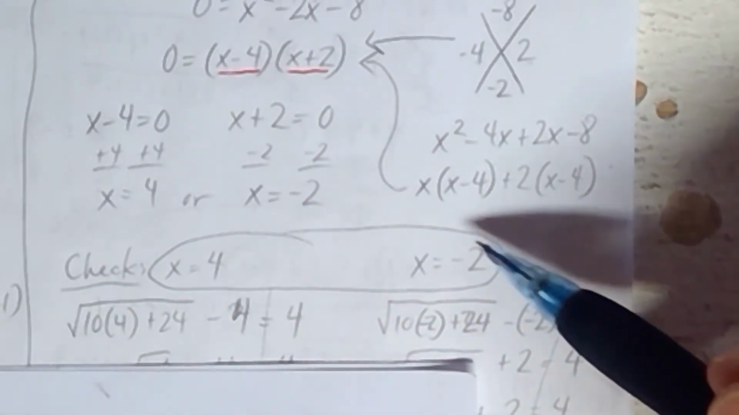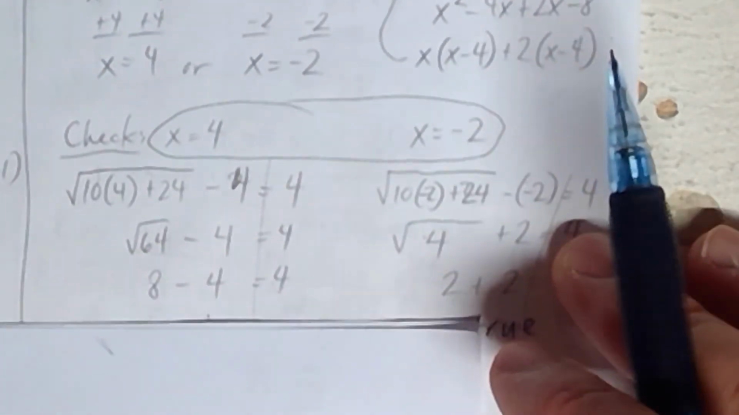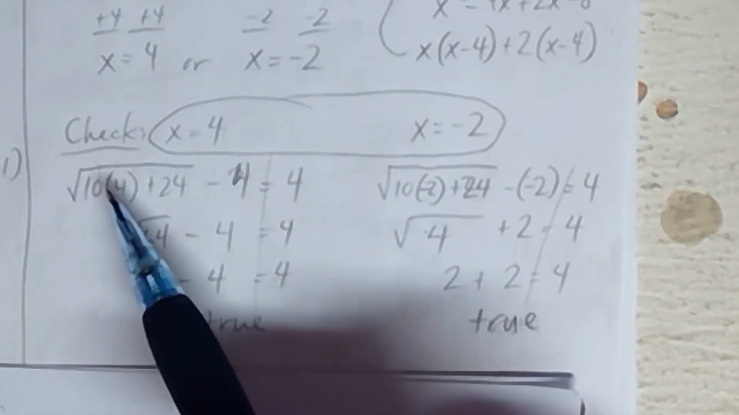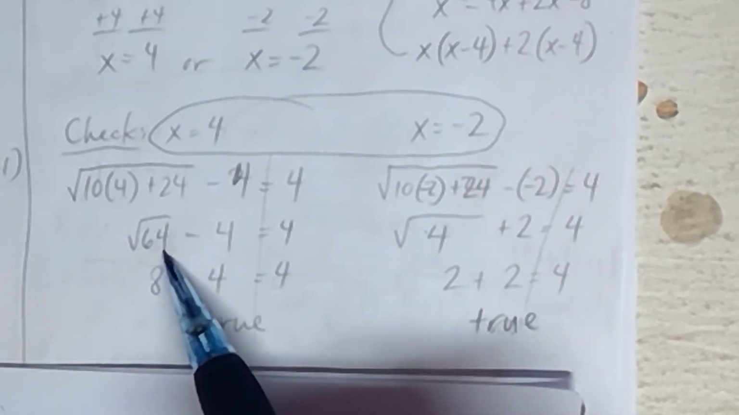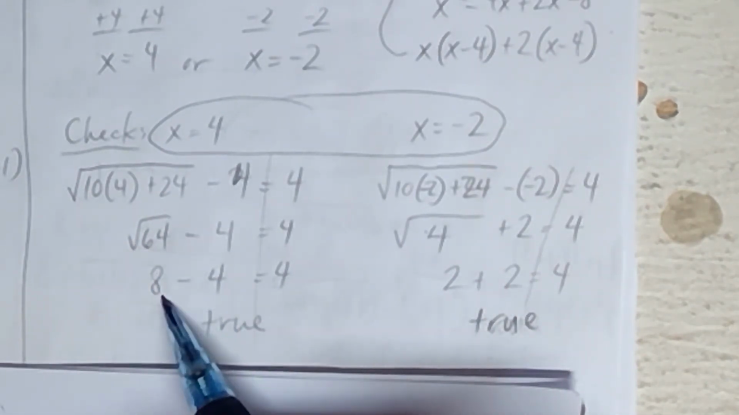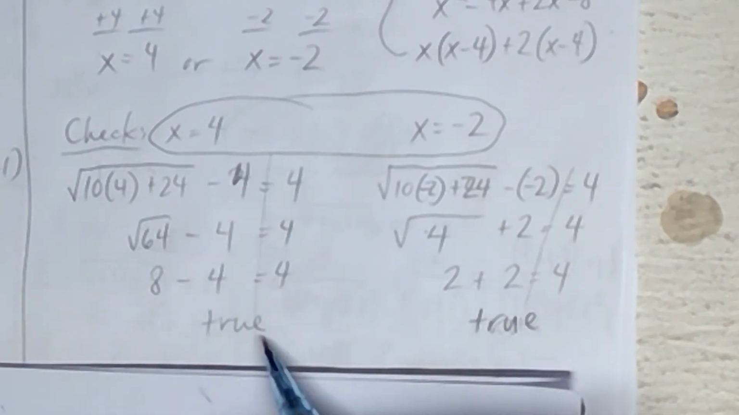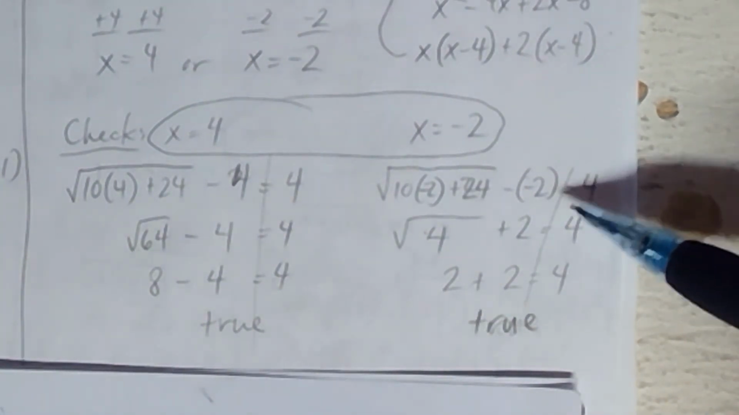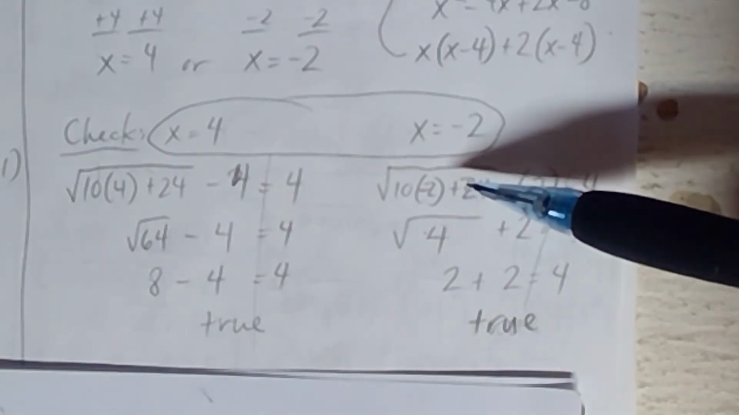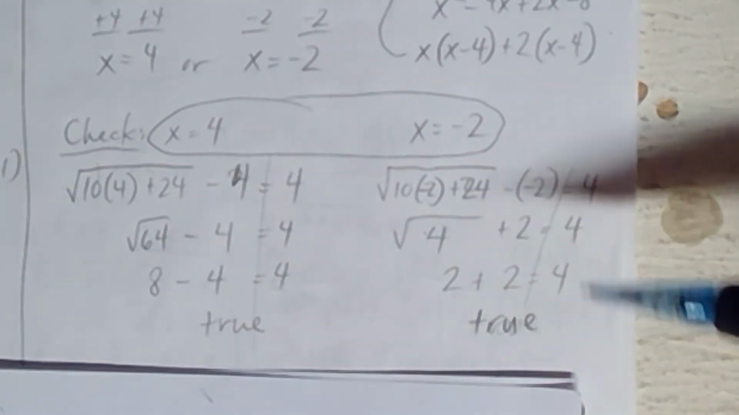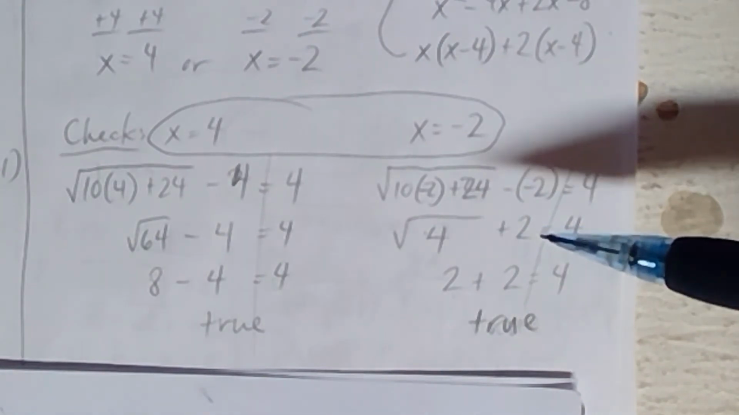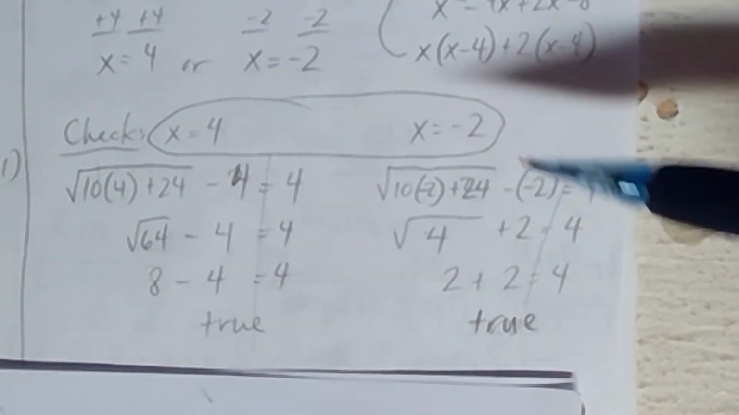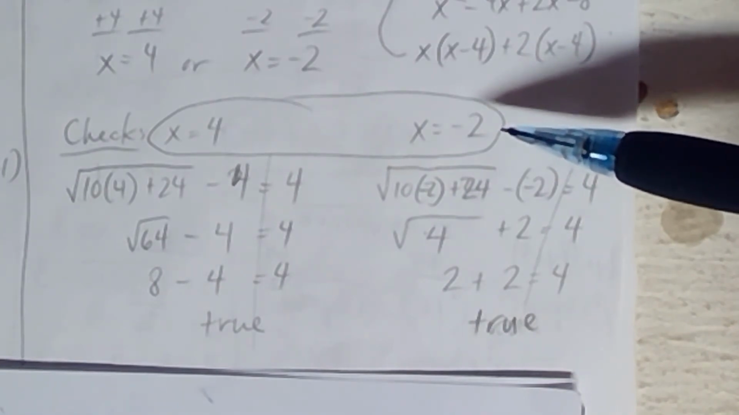Checking my answers, I ended up finding out that both of the answers were true, as you can see down here in the work that I did. 40 plus 24 gives me the 64. The radical gives me 8. 8 minus 4 is 4. A similar thing happens over here. I'll go ahead and let you take a look at that. I plugged the numbers into the original equation, and the original equation ended up being true for both. And so therefore I circled both of the possible answers.